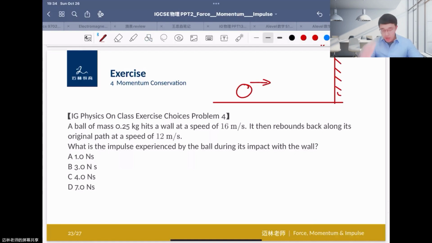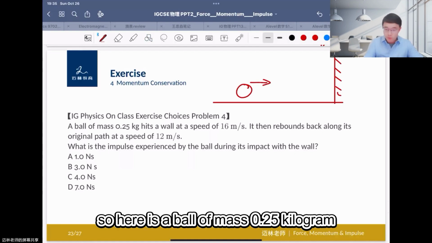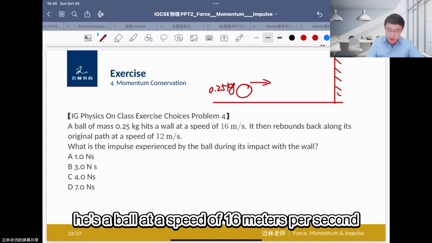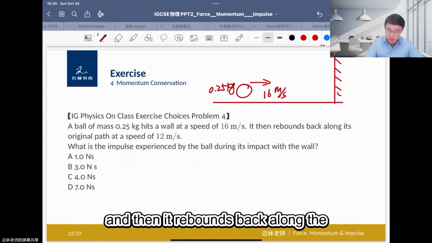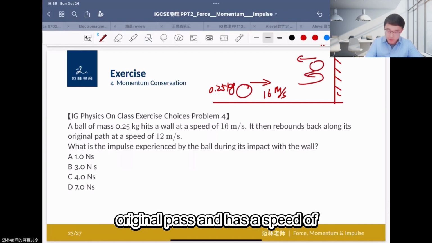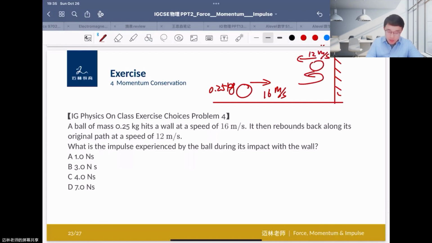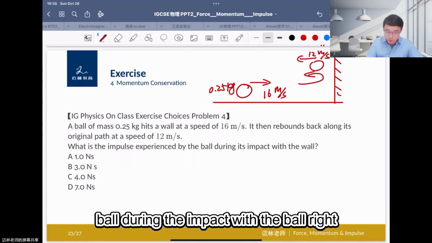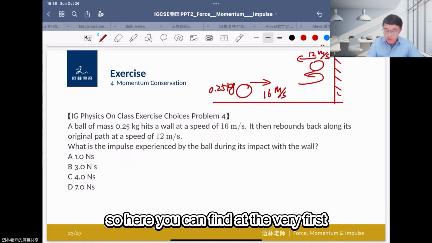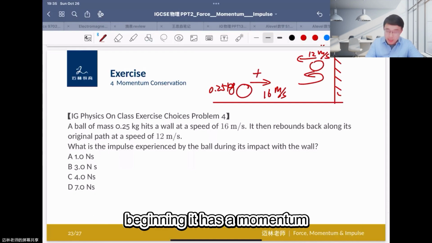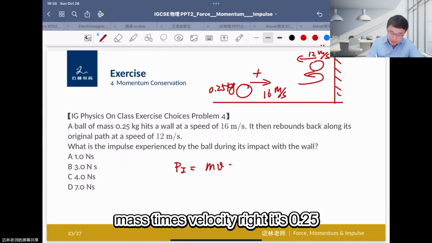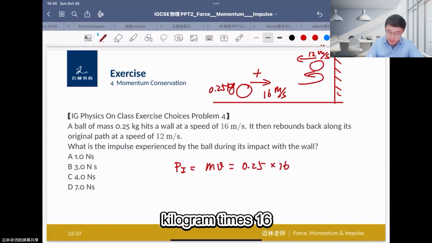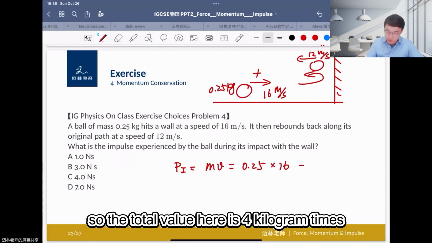Okay, so here is a ball of mass 0.25 kilogram that hits a wall at a speed of 16 meters per second, right? Like this way. And then it rebounds back along the original path and has a speed of 12 meters per second. So what is the impulse experienced by the ball during the impact with the wall, right? So at the very beginning, it has an initial momentum P equals mass times velocity, 0.25 kilogram times 16 meters per second. So the total value here is 4 kilogram times meter per second.